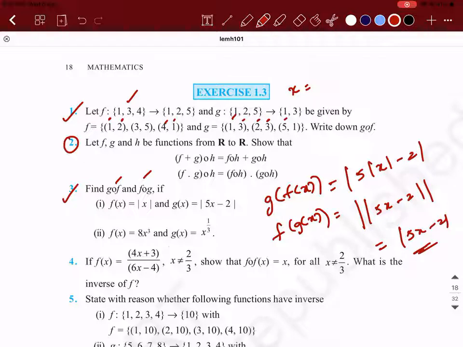When the first one itself is giving you a positive value, you don't need a second modulus. That is what I meant. Next one: f of x is equal to 8x cube, g of x is equal to x power 1 by 3. Got it? Finished. So what is g circle f?